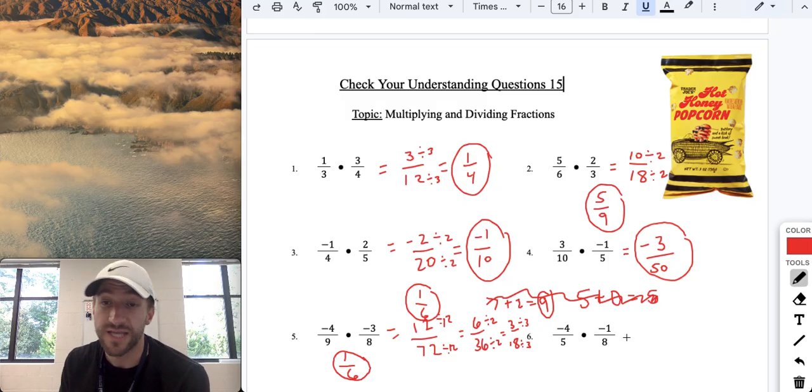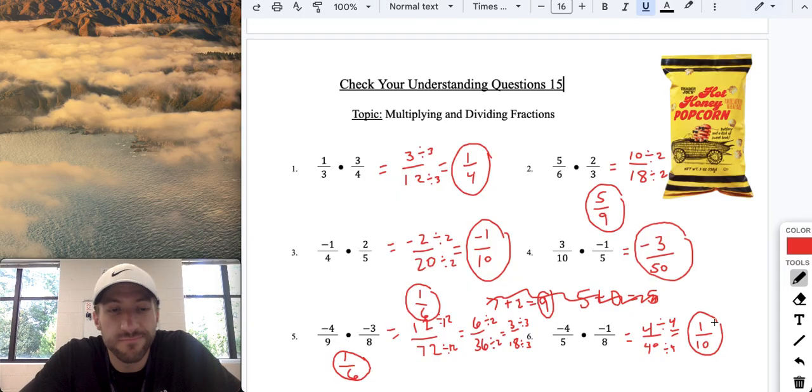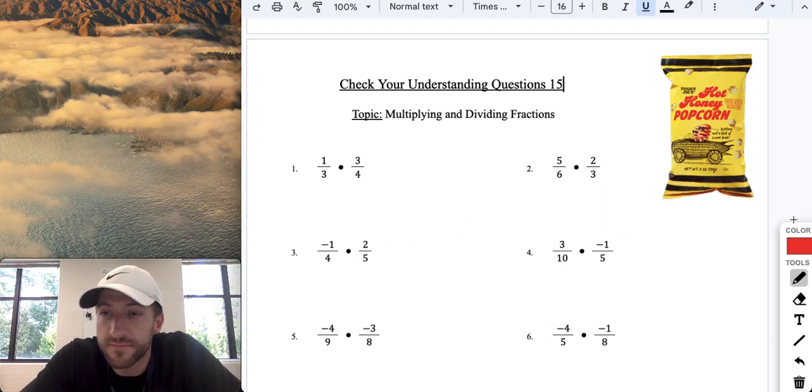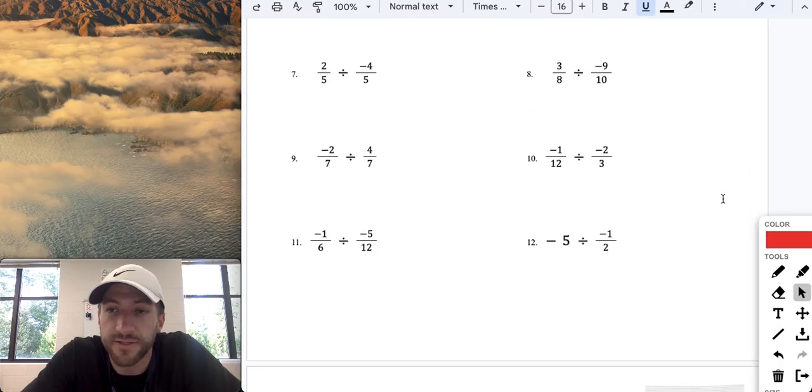Negative 4/5 times negative 1/8. We're going to multiply the numerators. Negative 4 times negative 1 gives me 4. 5 times 8 gives me 40. Let's see, I know 4 goes into both of those, so I can divide them both by 4 and end up with 1/10. All right, let me give that an erase and let's scroll down. Let me get that going. All right, let's look at the next ones.